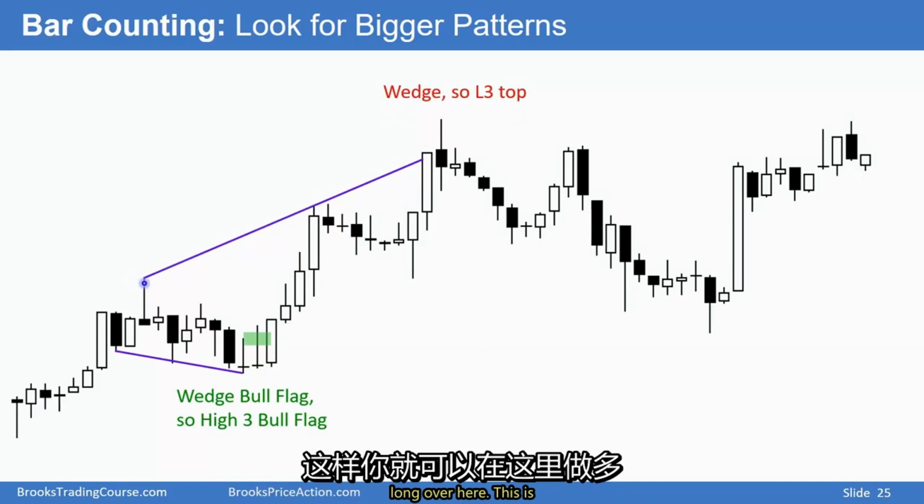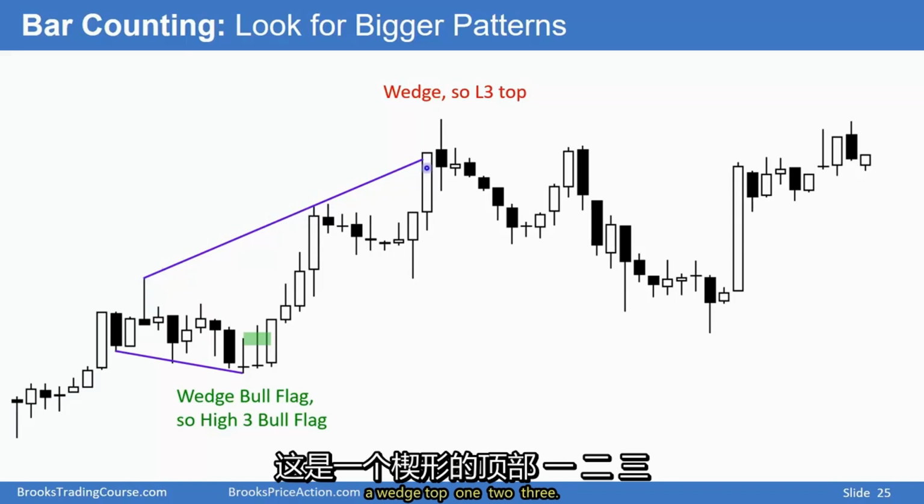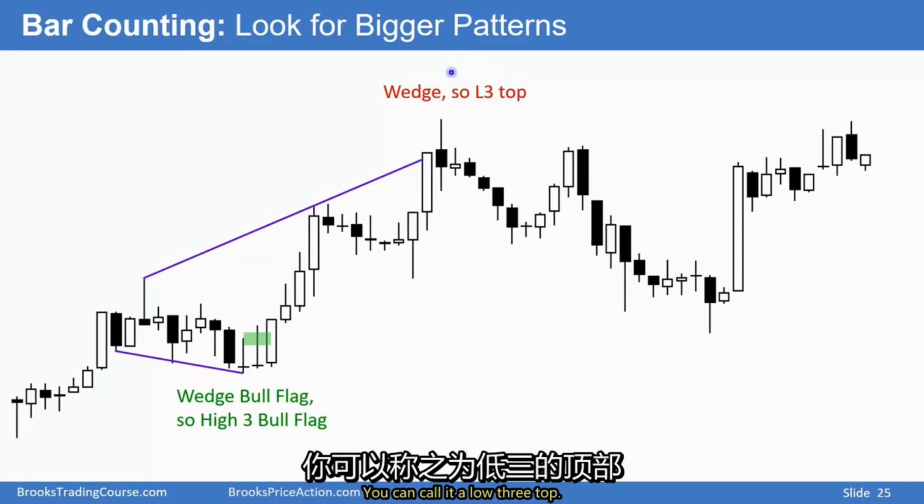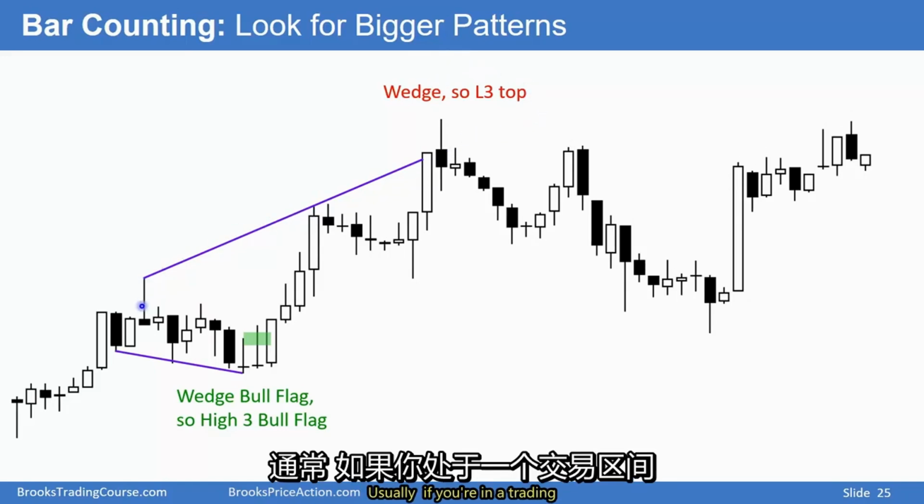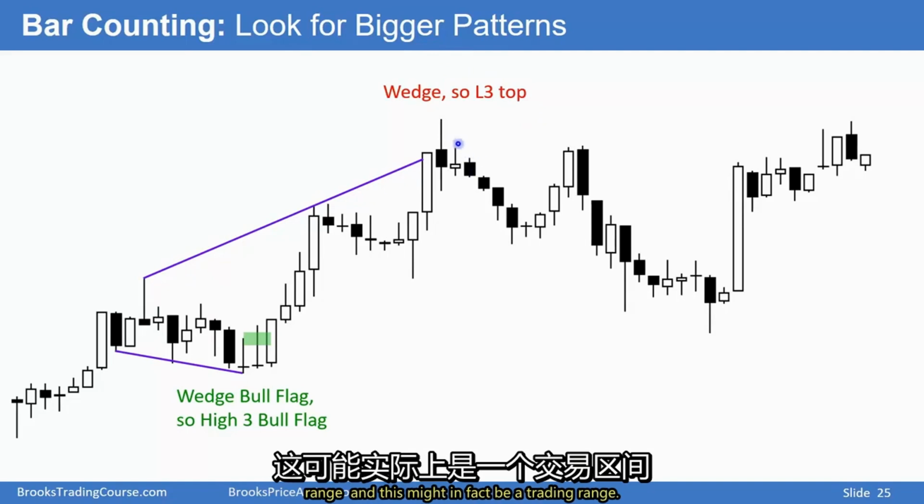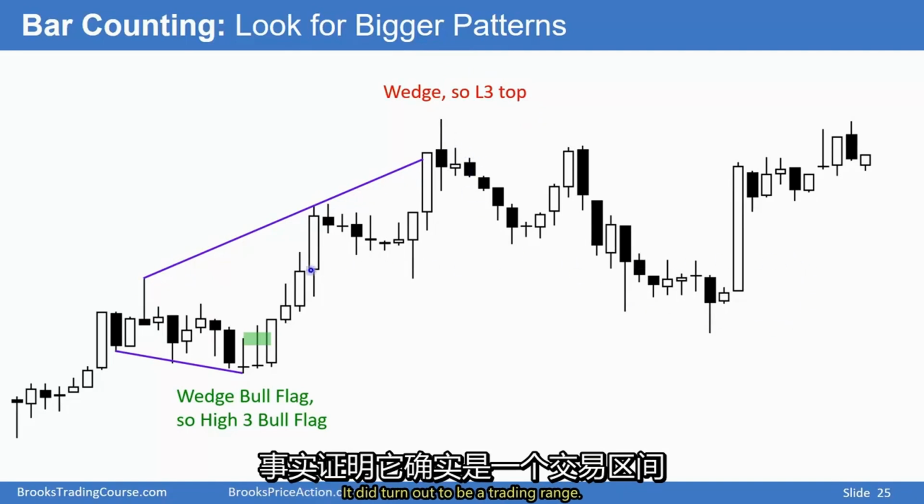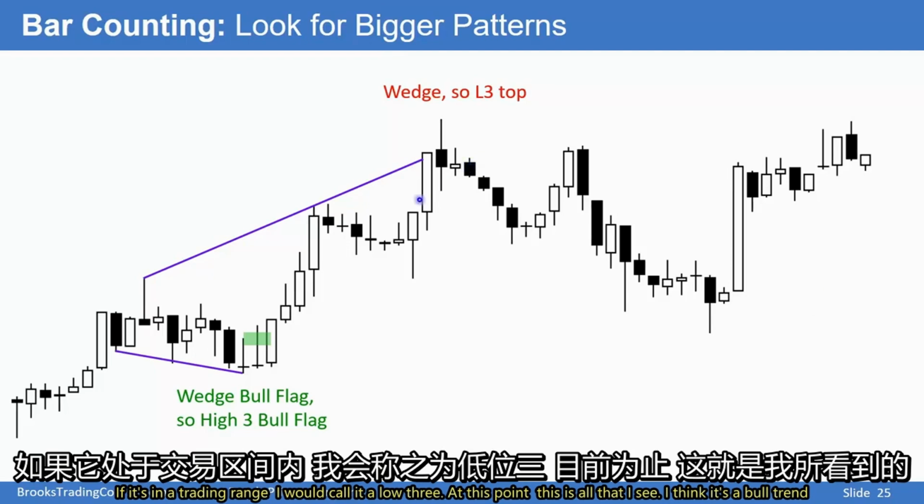This is a wedge top, 1, 2, 3. You can call it a low 3 top. Usually, if you're in a trading range, and this might in fact be a trading range, it did turn out to be a trading range, I would call it a low 3. At this point, this is all that I see. I think it's a bull trend.